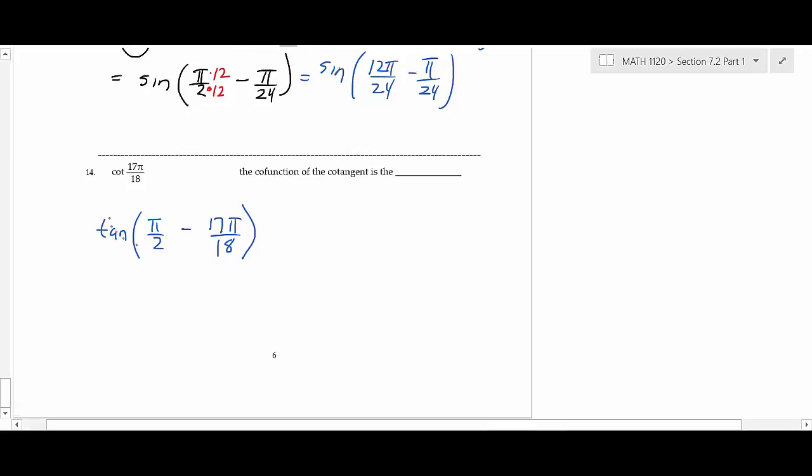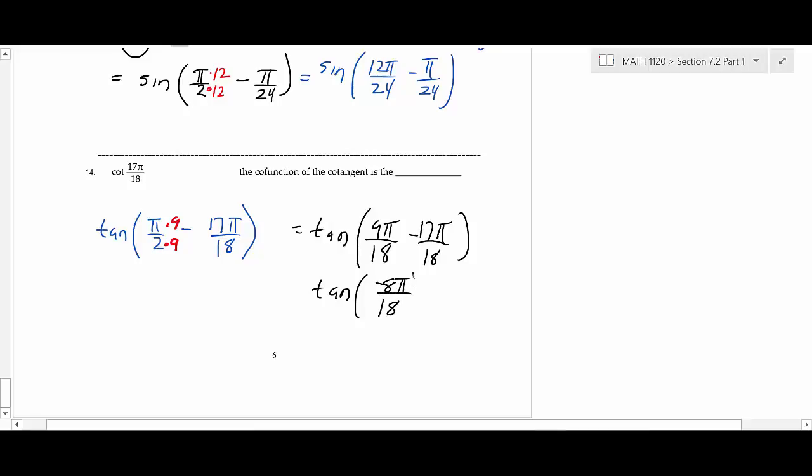So you should just be doing the tangent, pi over 2 minus 17 pi over 18. Common denominator, you should have done that. So that would be tangent of 9 pi over 18 minus 17 pi over 18. So you would get tangent of, what is that, negative 8 pi over 18. Then you should reduce the fraction. If you have 8 over 18, you can divide that by 2, and you can do that in your head. So the answer I'd be looking for would be tangent of negative 4 pi over 9. That's what you should have.